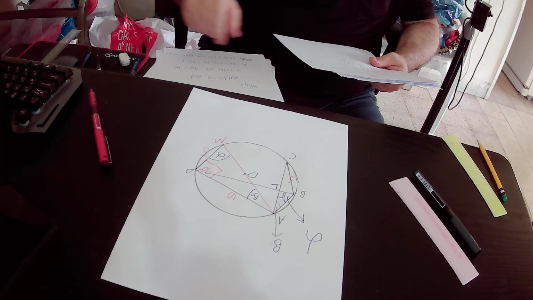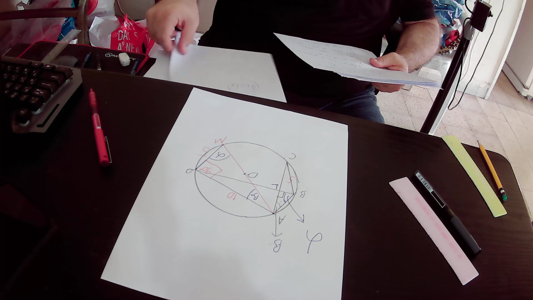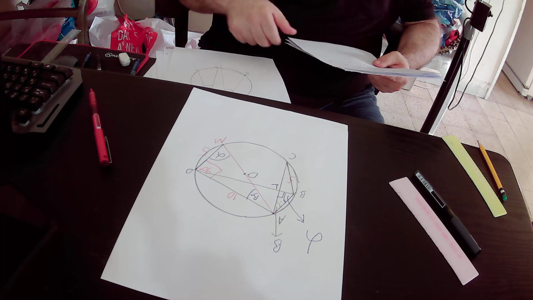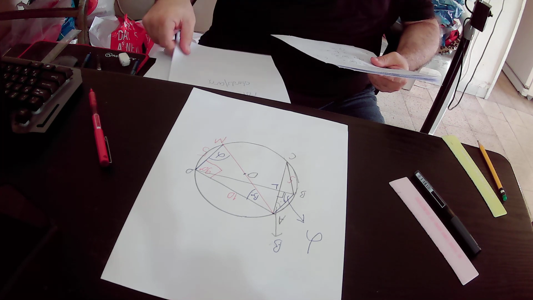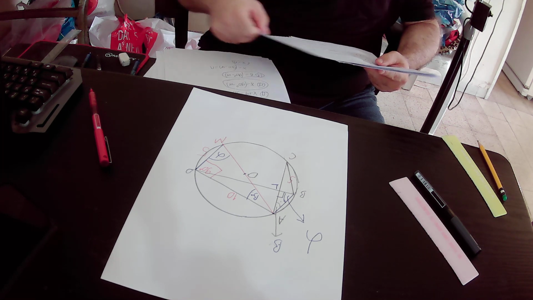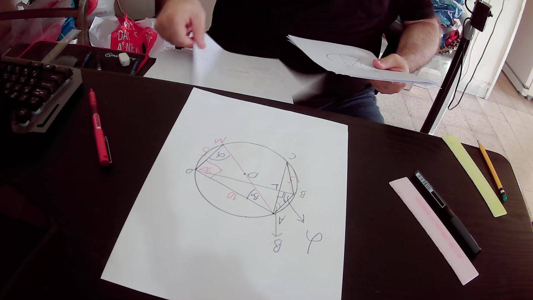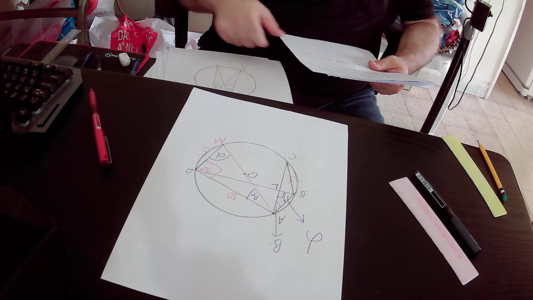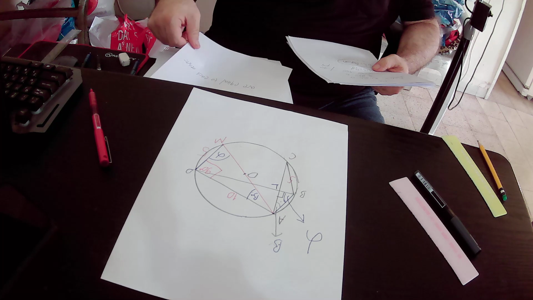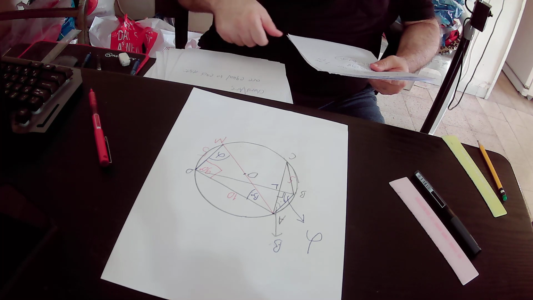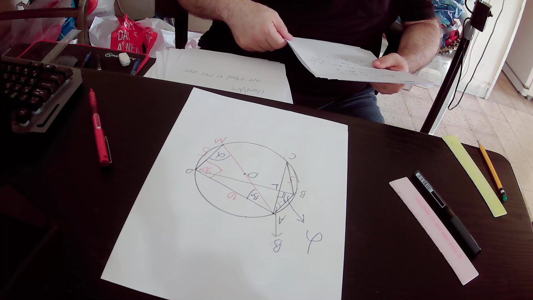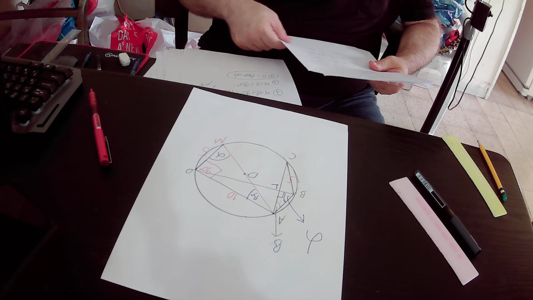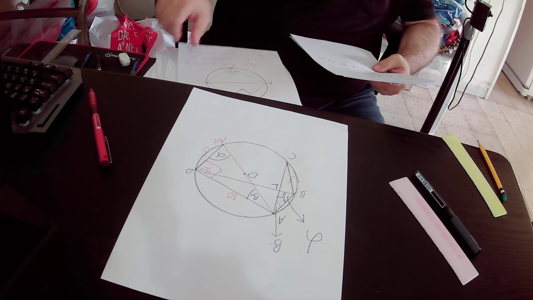So, in the first step, I explained the definition of a peripheral angle, and actually a peripheral angle is an angle inside the circle whose vertex is on the circle and whose sides are chords in the circle.